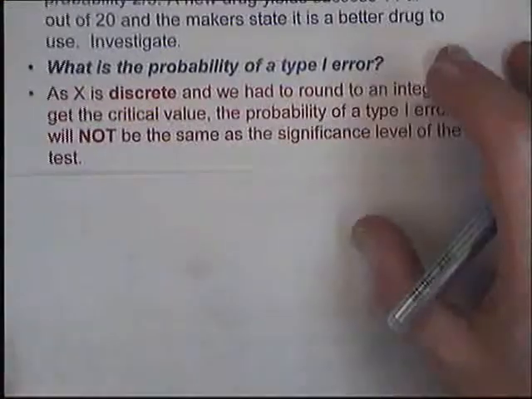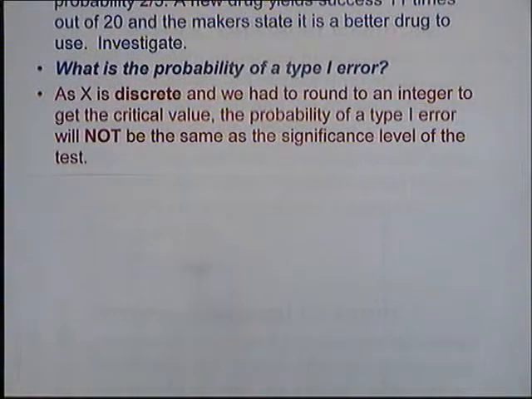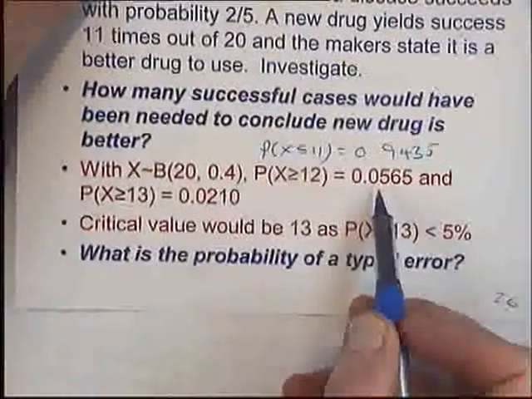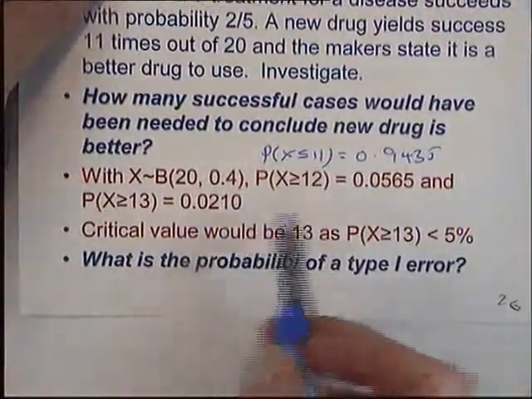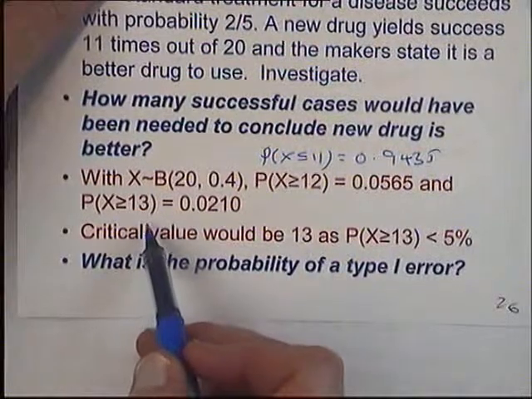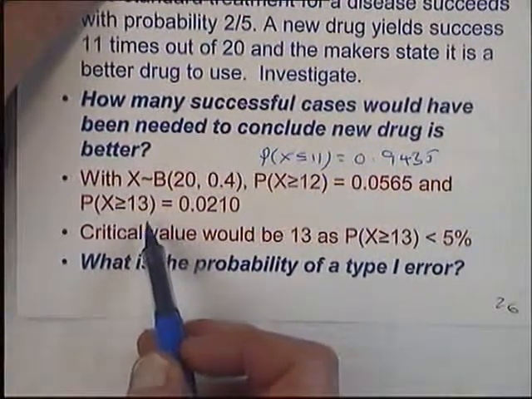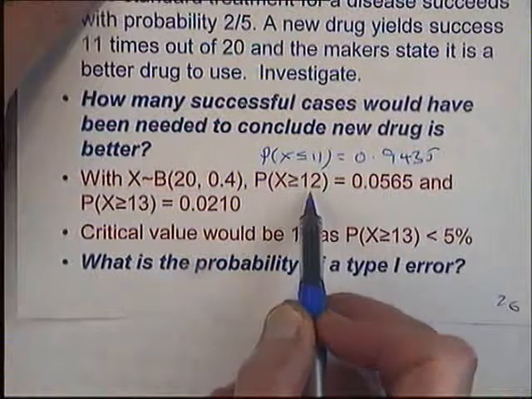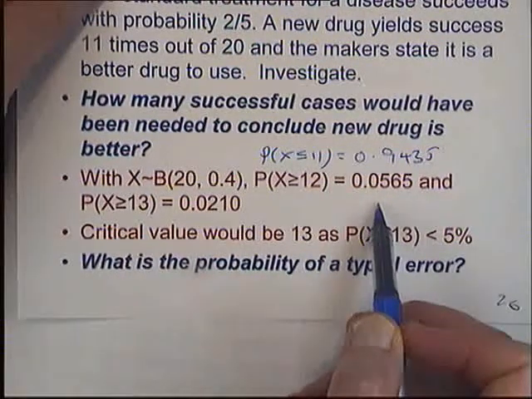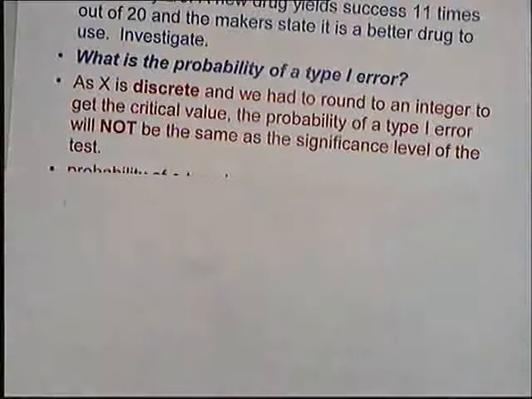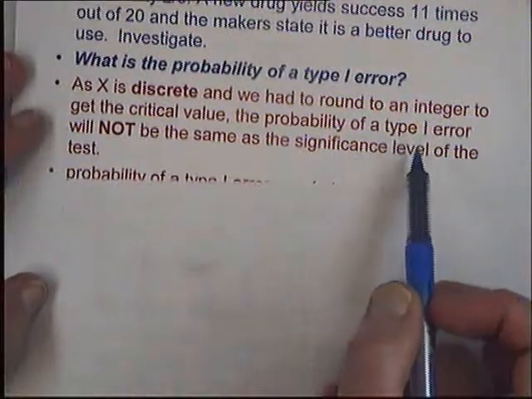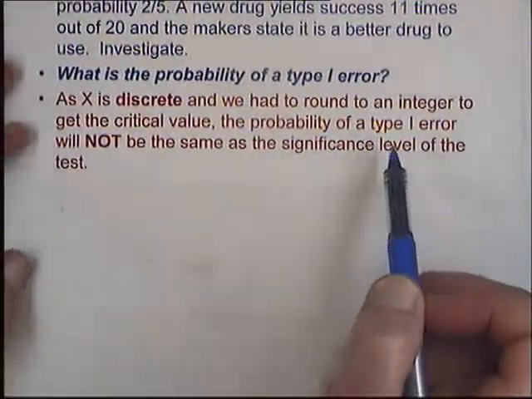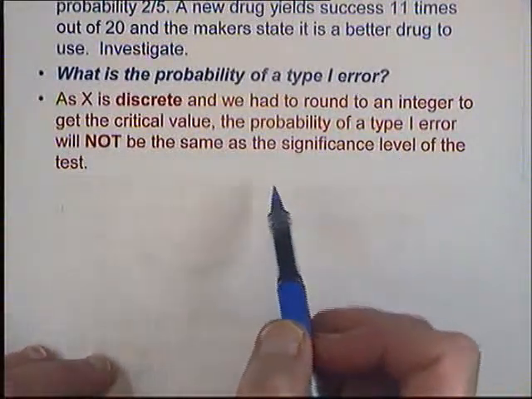So it says here, as x is discrete, and we've had to round to an integer to get the critical value, because in theory, if we were looking a minute ago, we wanted this probability here to be 0.05, well, we couldn't. It's somewhere between 12 and 13. But we can't go between 12 and 13 because we're discrete. So we haven't actually got a value that corresponds exactly with 0.05. So it's for that reason, as it's discrete and we had to round to an integer to get the critical value, the probability of a type 1 error is not the same as the significance level of the test.